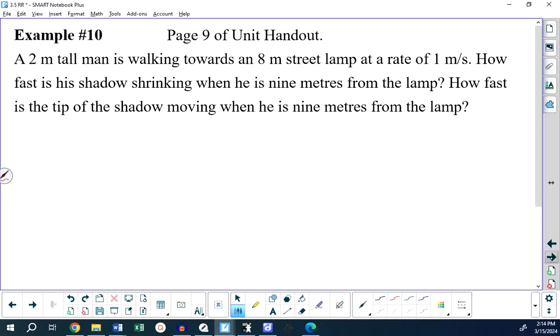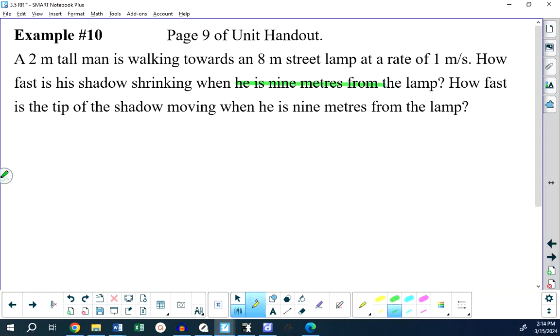This is example 10. And I think this is one of the easier related rates problems, but I often hear back from students who've gone off to university who say, that shadow problem, I still can't wrap my head around it. It's a very specialized use of related rates.